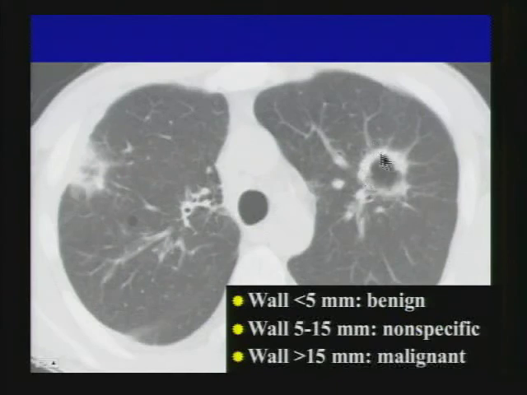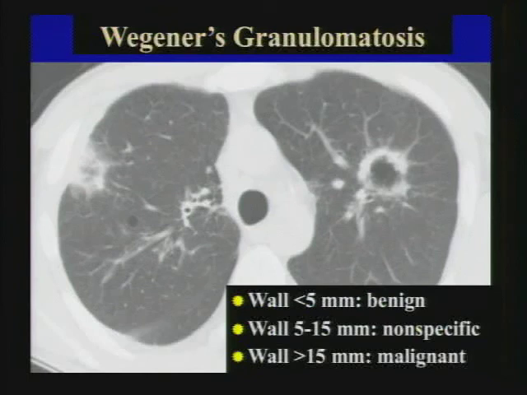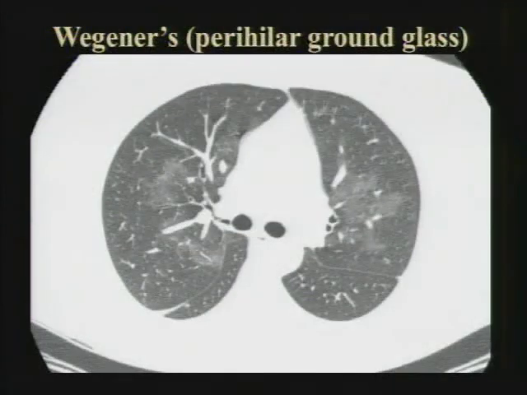This wall's pretty thin. So I would say this is likely to be some sort of benign disease, maybe septic emboli, maybe some sort of fungal disease, mycobacterial disease, septic emboli, I already said that, maybe Wegener's. This patient had Wegener's. Wegener's can present with infarcts, which is probably what the last case represents, or hemorrhage, because it's a vasculitis.